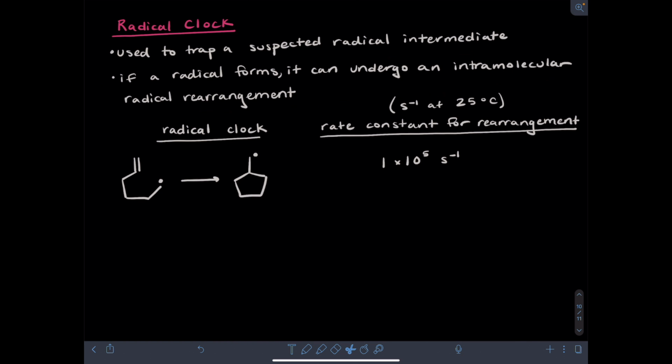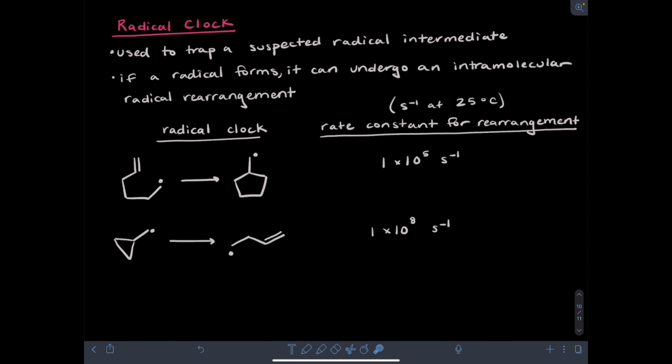One example is having a radical at this position relative to an alkene. This radical would undergo a rearrangement to form a 5-membered ring with an adjacent radical. This reaction occurs with a rate constant of 1 × 10⁵ inverse seconds. So let's say you had a reaction that formed a radical at this position, and you had conveniently placed your alkene here. If you saw that the radical rearranged in this way, it would not only tell you that a radical had formed, but it would also tell you approximately how fast the rearrangement must have occurred.